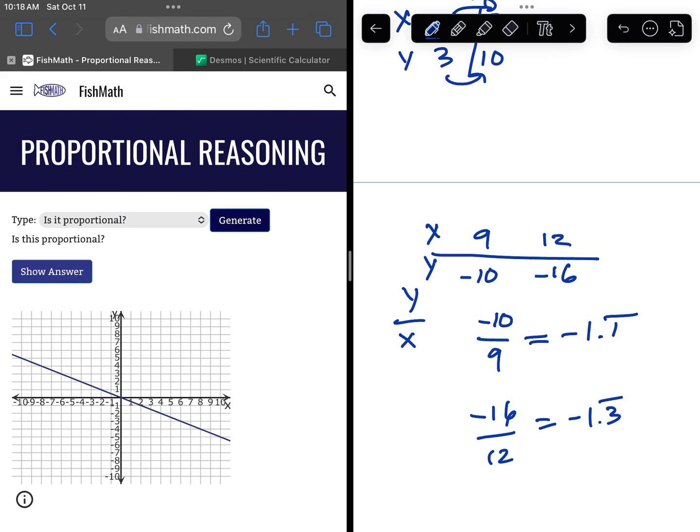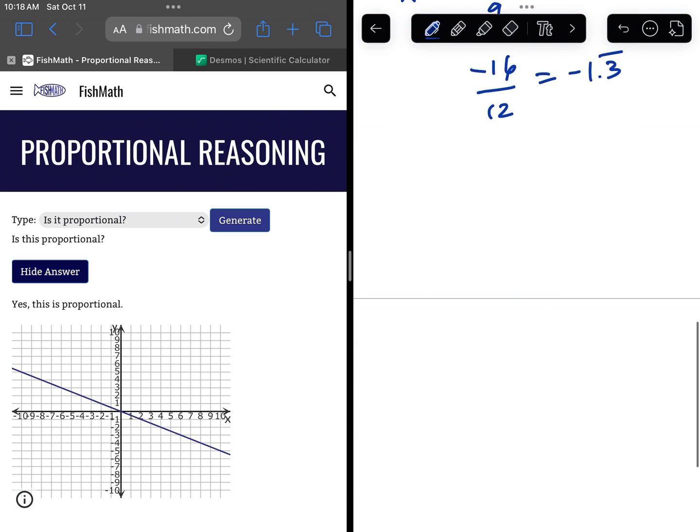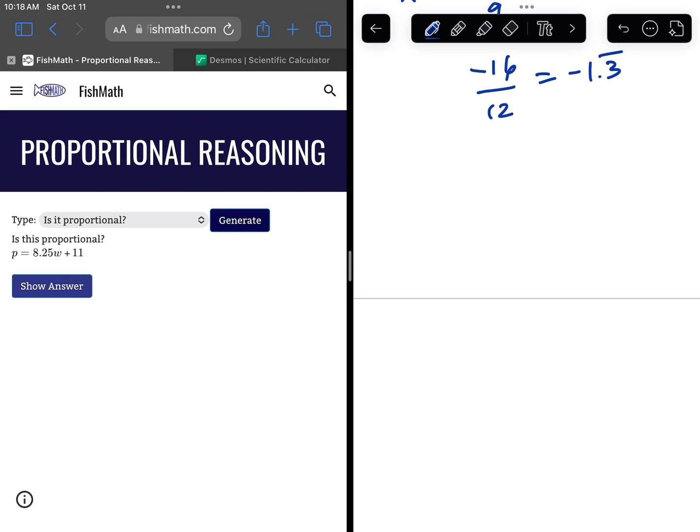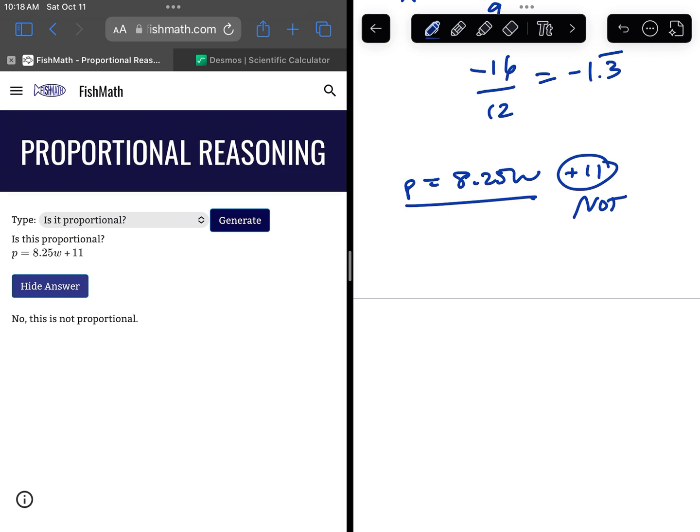Hopefully we can get one here that is proportional. There's a graph that's proportional. It's going down, but it's still a line that goes through (0, 0), so that's proportional. This one again does not have (0, 0), so we can tell that one's not proportional. This equation has the plus 11. If it was just 8.25w, that would be proportional, but the plus 11 makes it not, because it's not going to start at (0, 0).